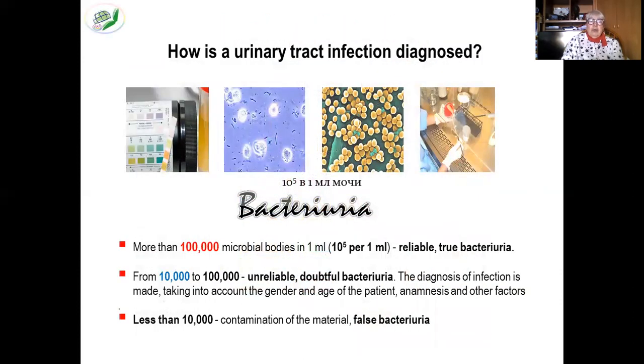So let's go on to bacteriuria. In the case of 10 to the 3rd, it will be false bacteriuria as to contamination of the material. And as the result 10 to the 5th per 1 milliliter, it will be reliable, true bacteriuria. Bacterial bodies tell you about a severe infection, for example, in the urinary tract or in the kidneys.